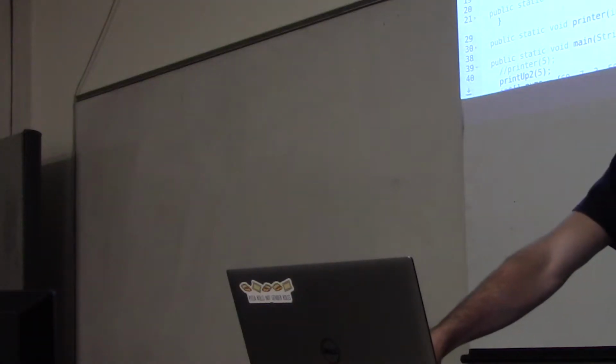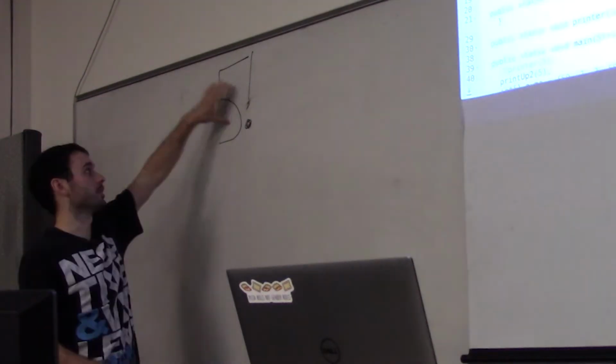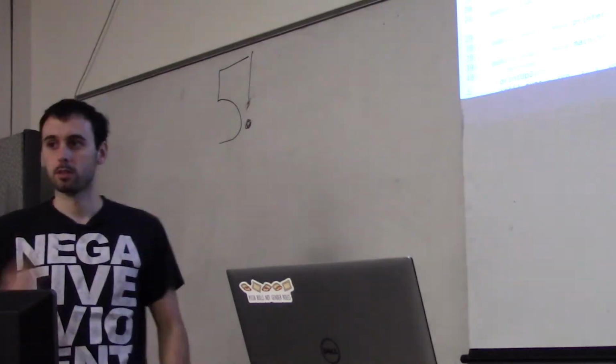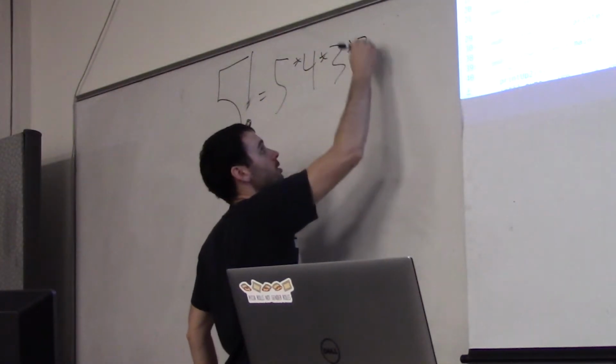The next thing I want to do is something a little more mathematical, which involves functions returning something. So very basic math kind of thing, nothing crazy. Factorial of a number and then exclamation. So 5 factorial means 5 times 4 times 3 times 2 times 1. So I can write 5 factorial equals 5 times 4 times 3 times 2 times 1.